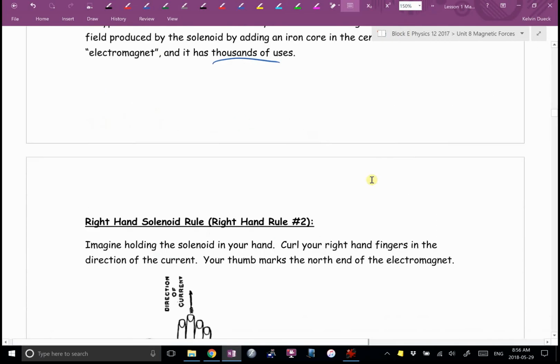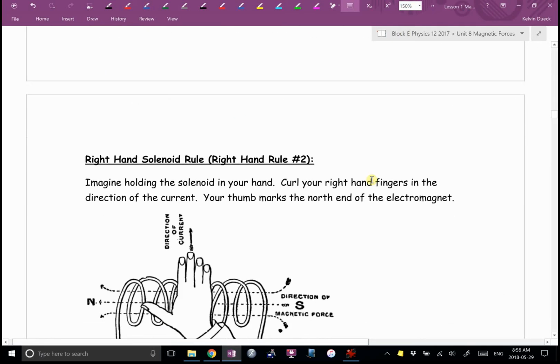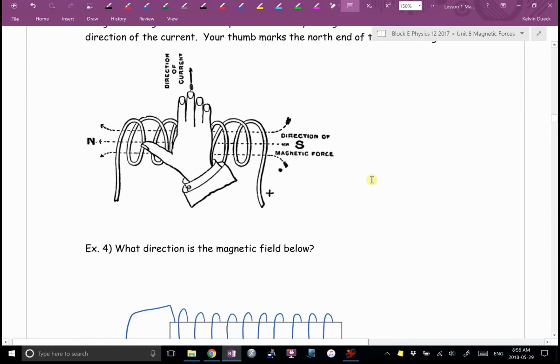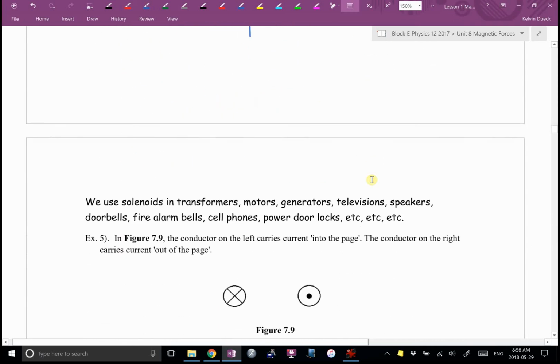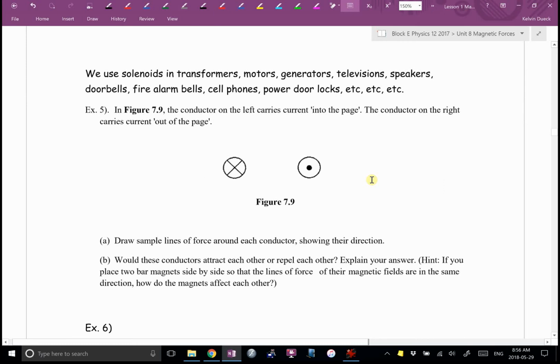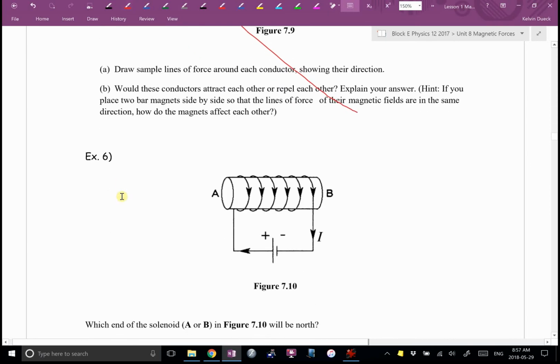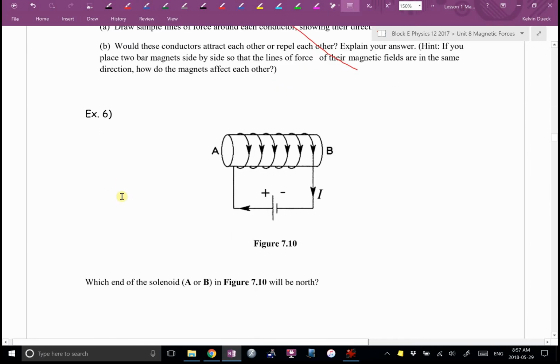So we had right-hand rule number 1 for a single wire, and right-hand rule number 2, the right-hand solenoid rule, for a coil of wires. I'm going to skip example 5. I'd like to do it, but I'm going to skip it. Try example 6 on your own.